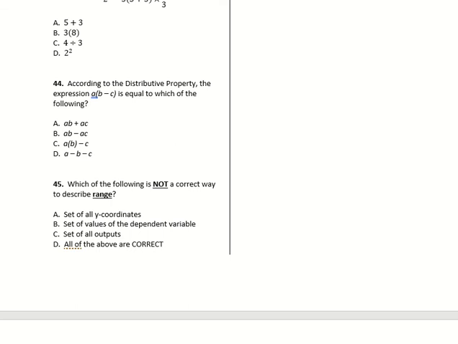45. Which of the following is not a correct way to describe range? A, set of all y coordinates. B, set of values of the dependent variable. C, set of all outputs. D, all of the above are correct.